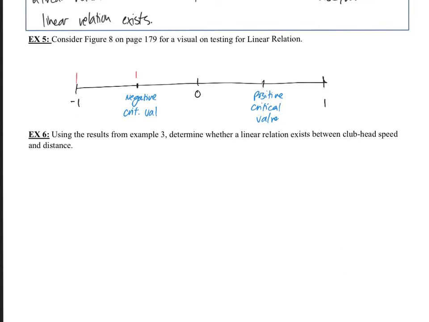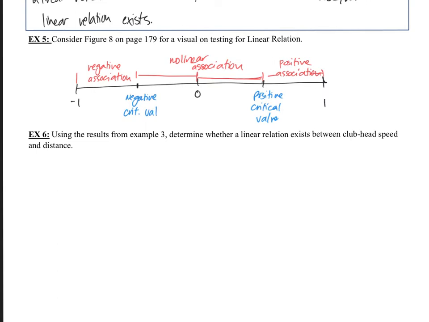So if you're close to negative 1, you have a negative association. But if you're closer to 0, then there is no linear association. Same for on the positive side. If you're closer to 0, there is no linear association. But if you're close to positive 1, then you have a positive association. So the closer you are to 1, the stronger your association, that's positive. The closer you are to negative 1, the stronger your association is, that is negative.